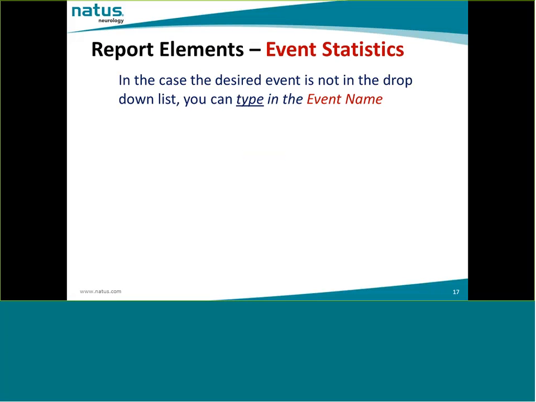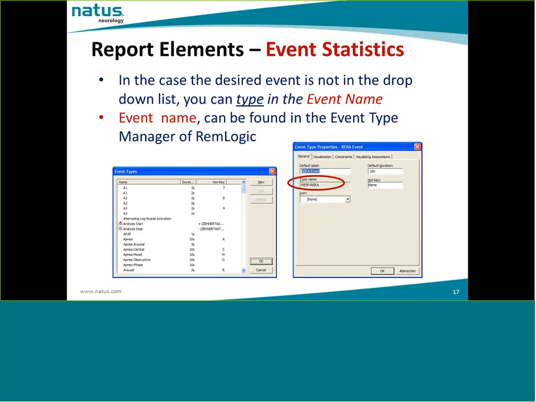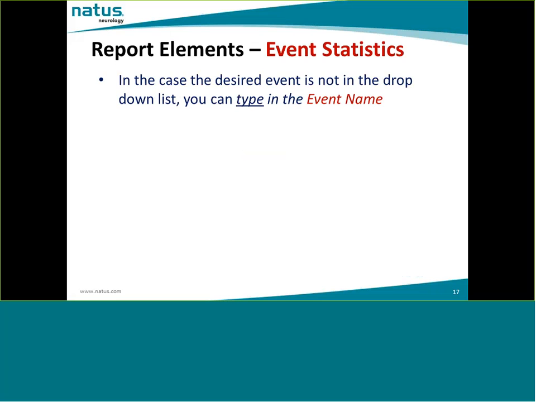For example, let's say you wanted to have respiratory RERA events. You can use RemLogic, go to events, click on types, and click on the event that you wanted. The type name will be shown here. You can use this name and put it into the event statistics selector. Then you can use this tool to calculate the event that you wanted.